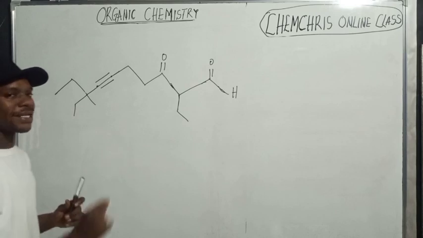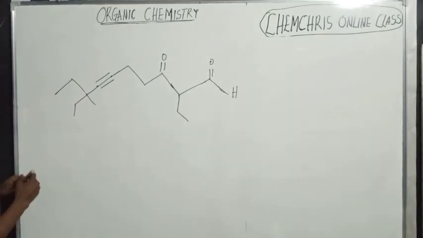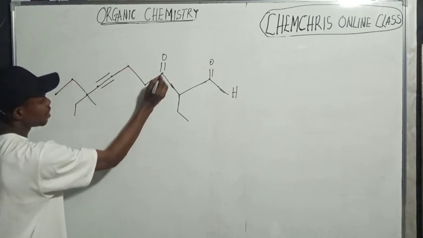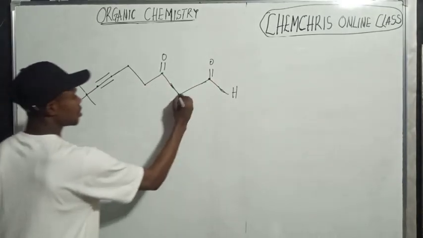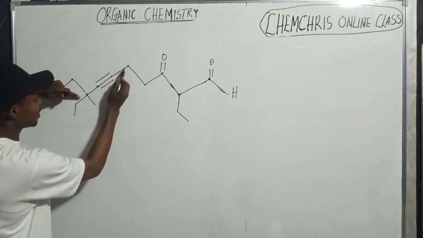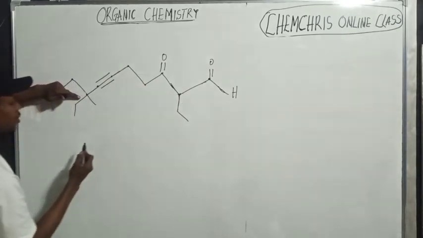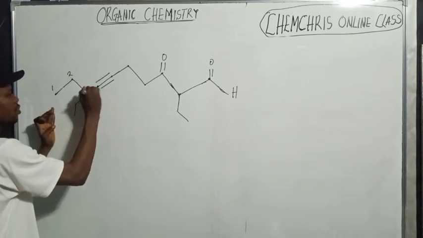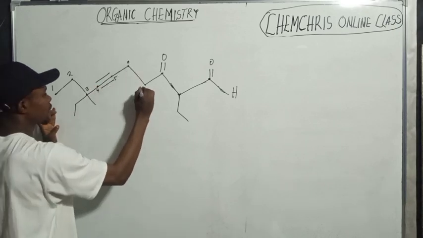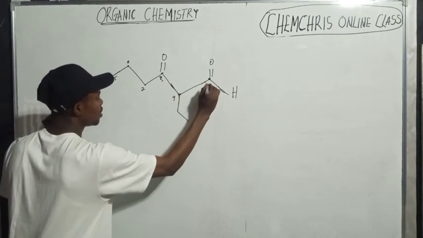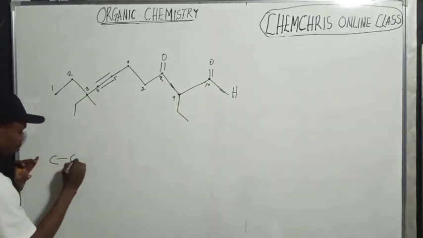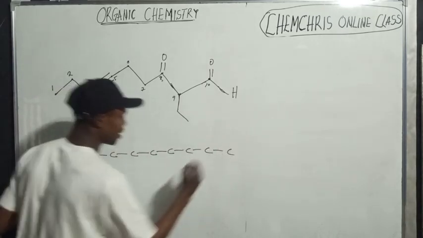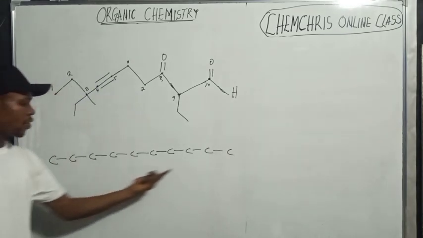So remember that each of the points represents a carbon atom, right? If you look at it here very well, here we have 1, 2, 3, 4, 5, 6, 7, 8, 9, 10. Can you see that? Here we have 1, 2, 3, 4, 5, 6, 7, 8, 9, 10. So let's start with that. We can label it like this: 1 to 10. Each of the points here is a carbon atom.